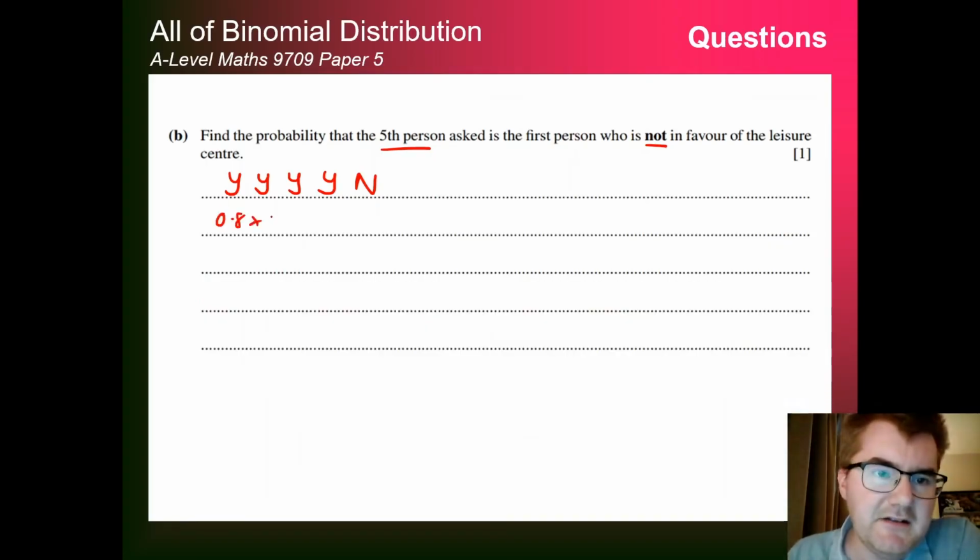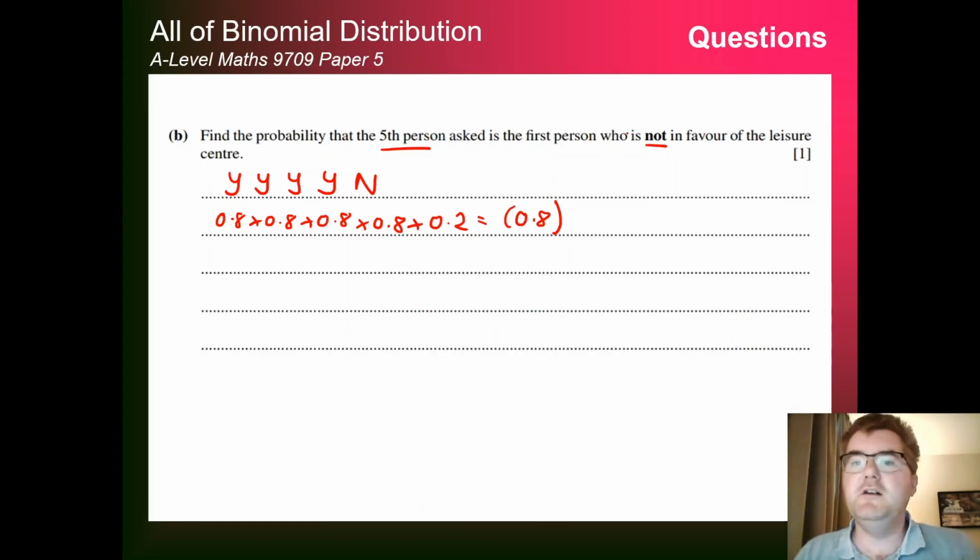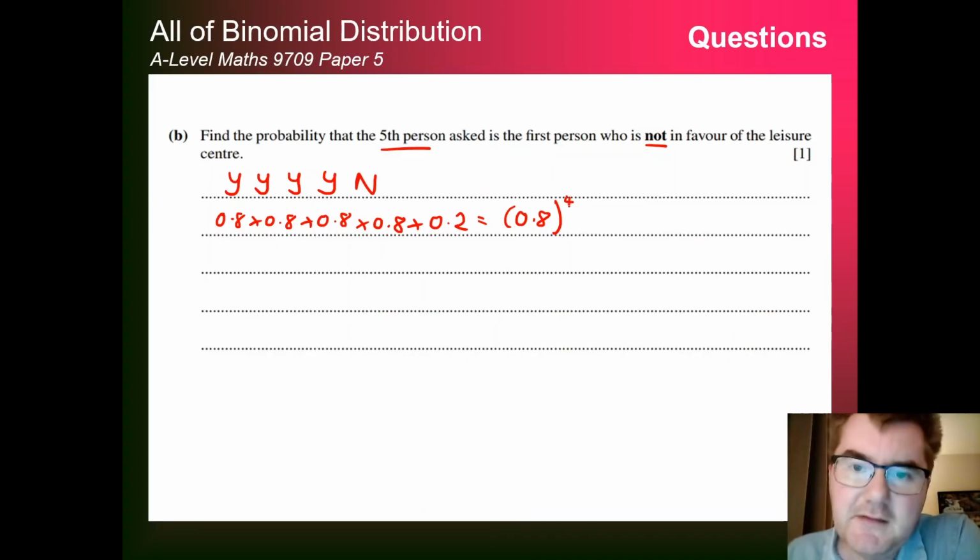So you have 0.8 times 0.8, you get the idea here, times 0.8 times 0.2. Of course, we can tidy this up. And there's only one way of doing this, yeah? Because the fifth person has to be the first person not in favour. So we have 0.8 to the power of 4 times 0.2.